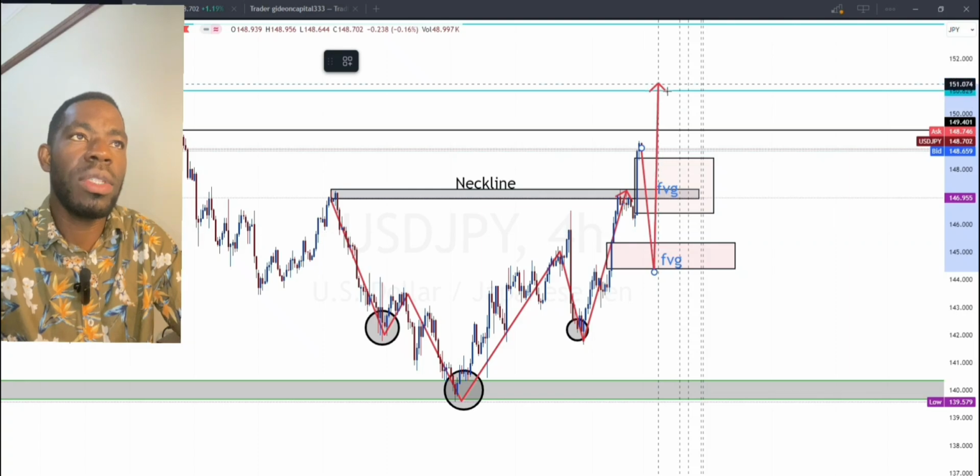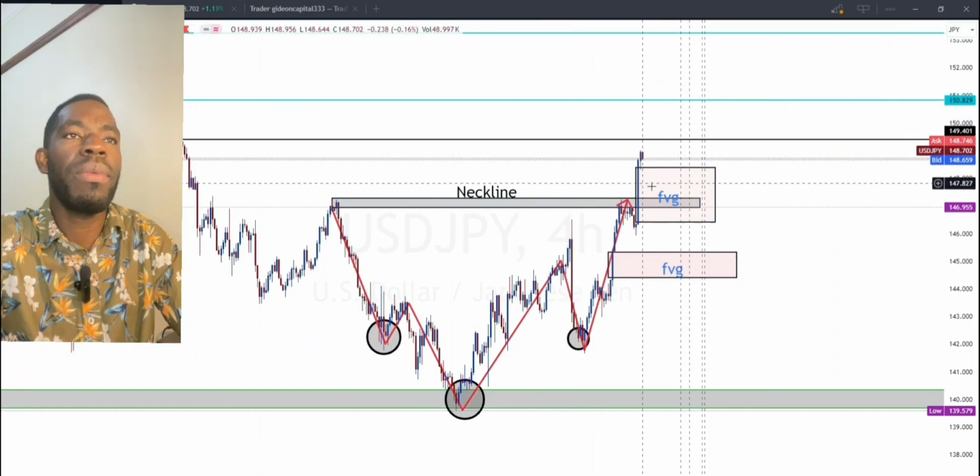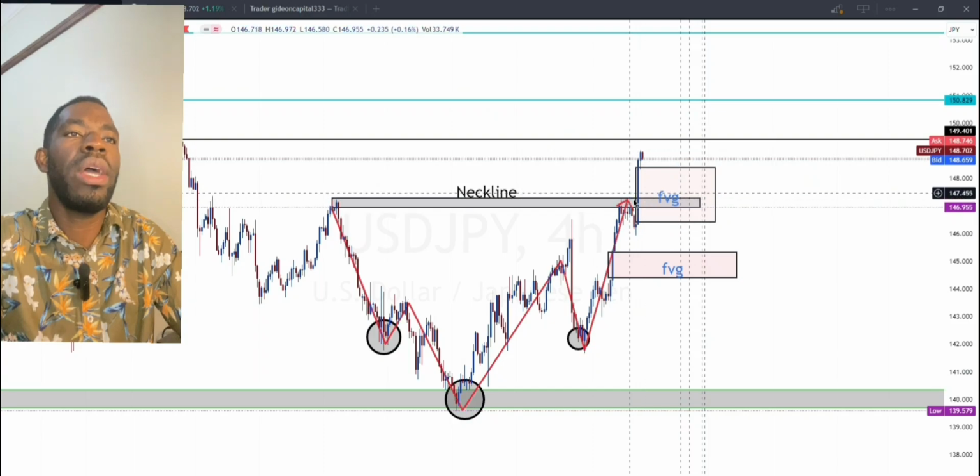So watch out for that, guys. Watch out for that. All right. Don't be quick to buy around this area. Wait for your confluences around this point.